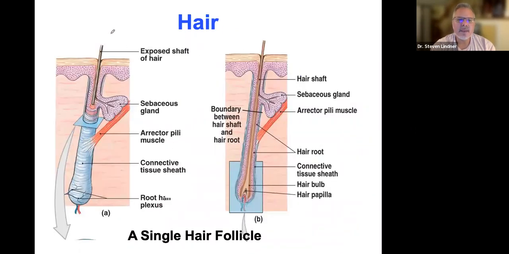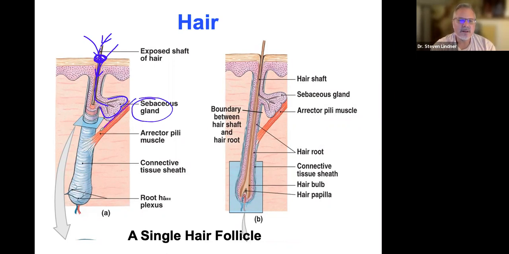We do have the hair shaft, the exposed portion of it. This right here is the sebaceous gland, which is your oil gland. The oil gland secretes the oil and it starts to move upward in this direction and eventually creates this watertight seal around the exposed shaft of the hair. It doesn't allow bacteria or water to get in there. It's water resistant, antibacterial, and has some antifungal properties to keep bacteria and fungus off the skin.